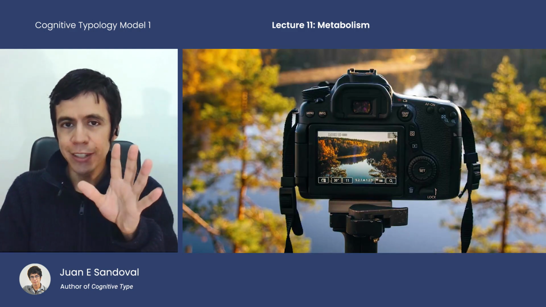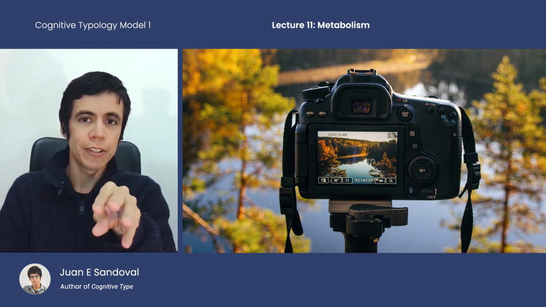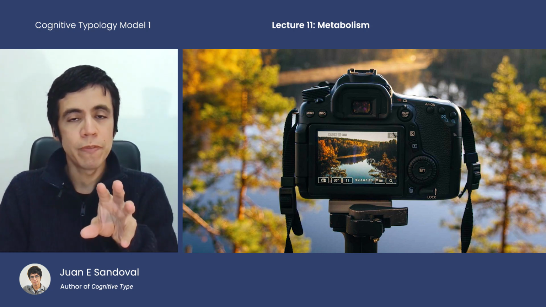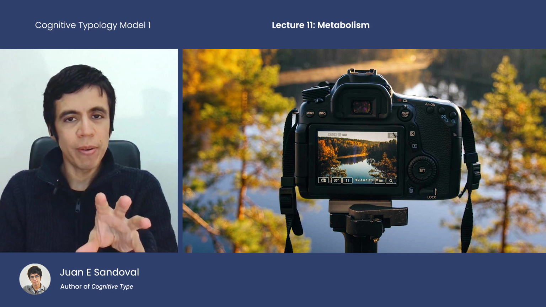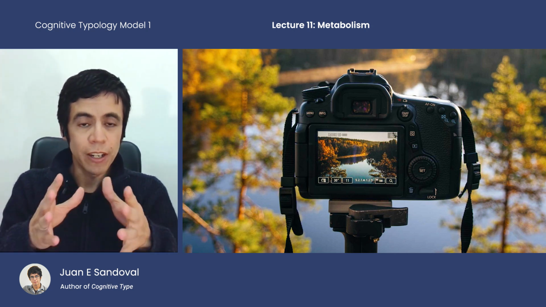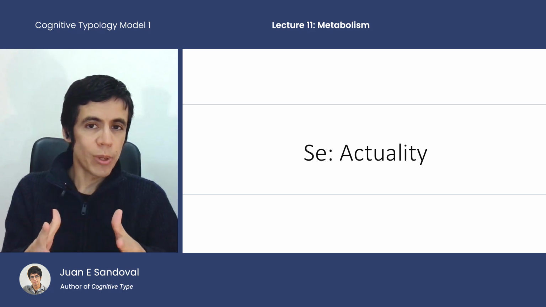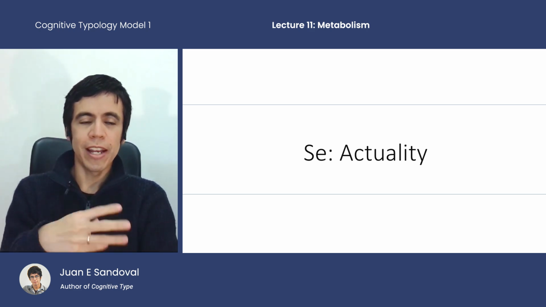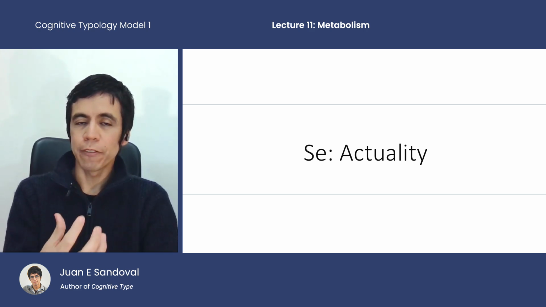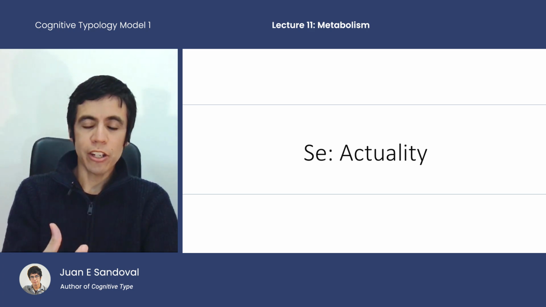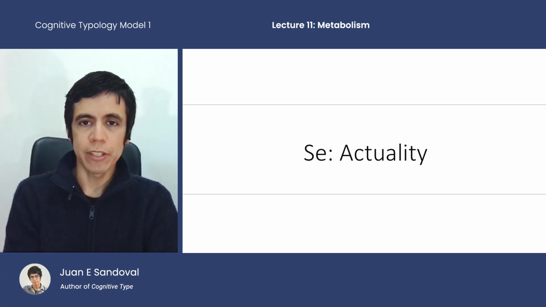So SE acts like a laser or a high-definition scanner that wants to get a highly sharp view of the environment and to generate the most realistic picture possible of the actual object in front of you, which is why SE is called actuality, because out of all the functions, SE is the most forthcoming and forthright in giving you the actual literal shape of the objects in front of you.